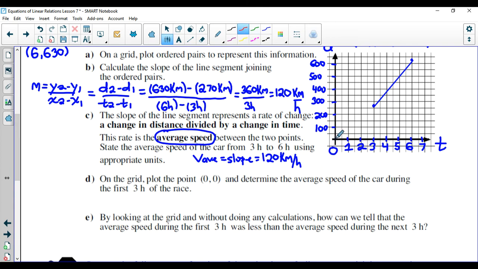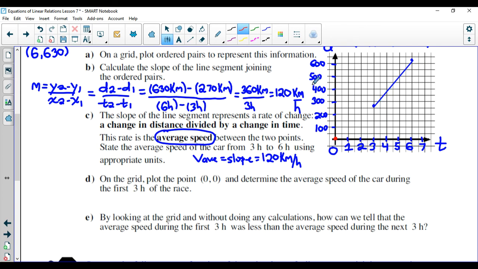Now D, it says on the grid, plot the point 0, 0. Okay, sure, I'll plot a point at the origin. So right here. And it says, determine the average speed of the car during the first 3 hours of the race. Okay, so what's happening here is they're not moving at the same speed the entire time.